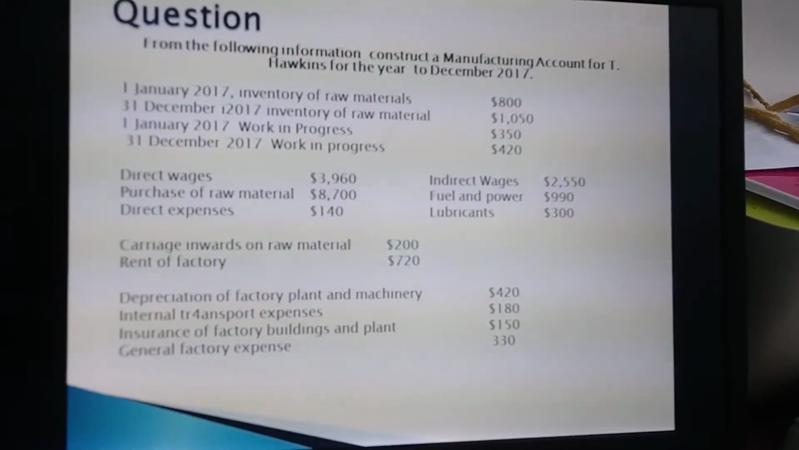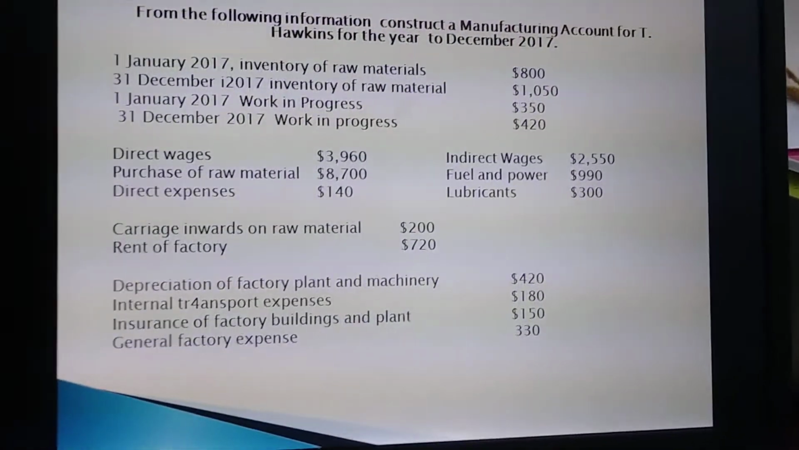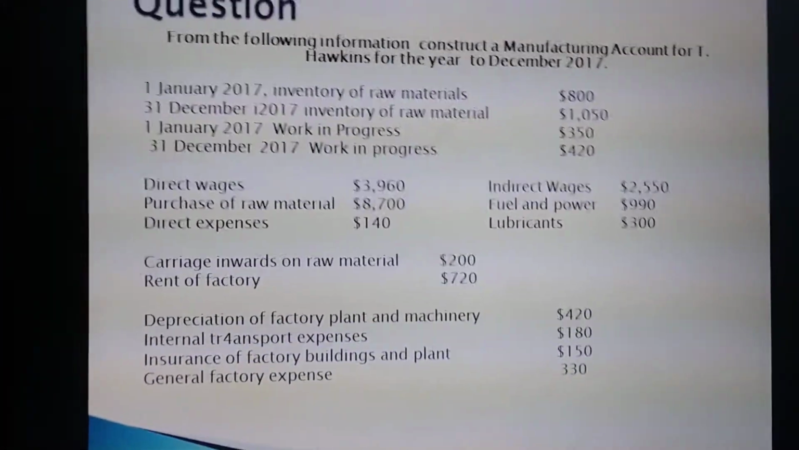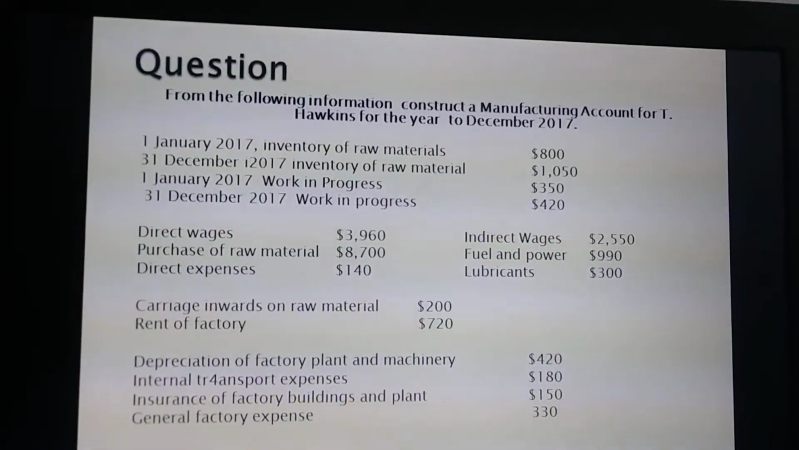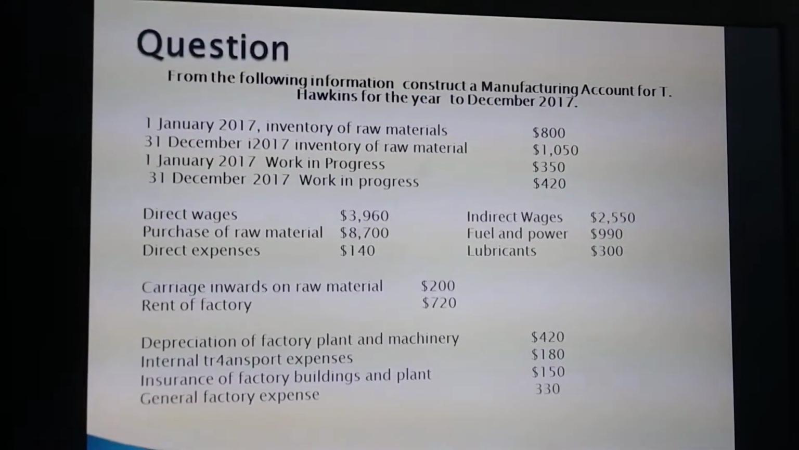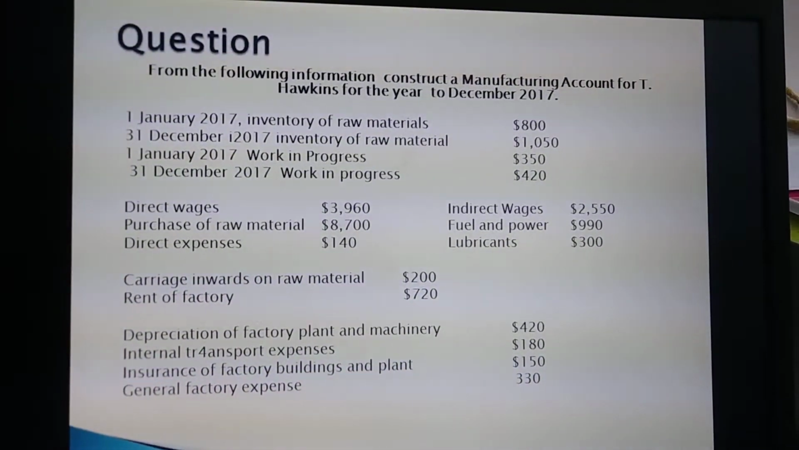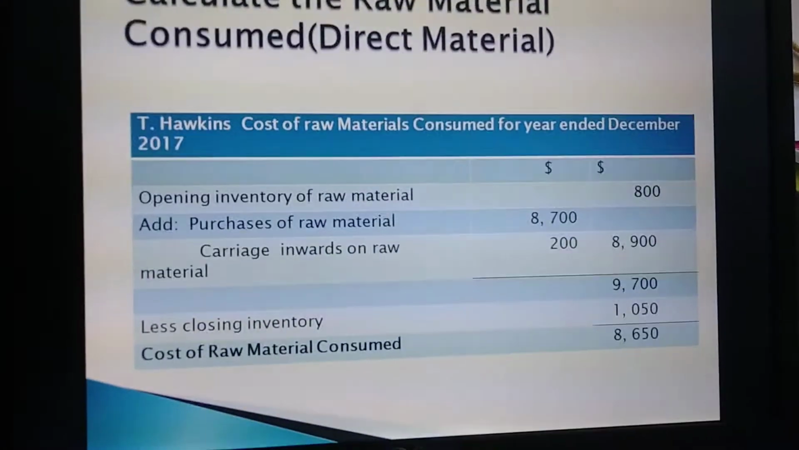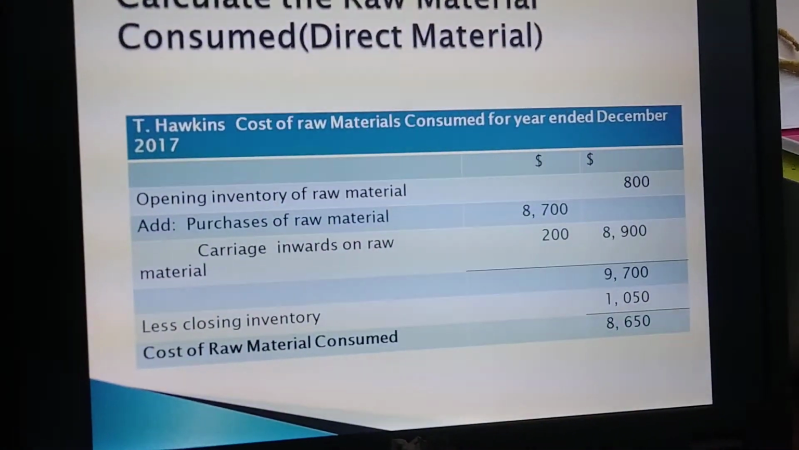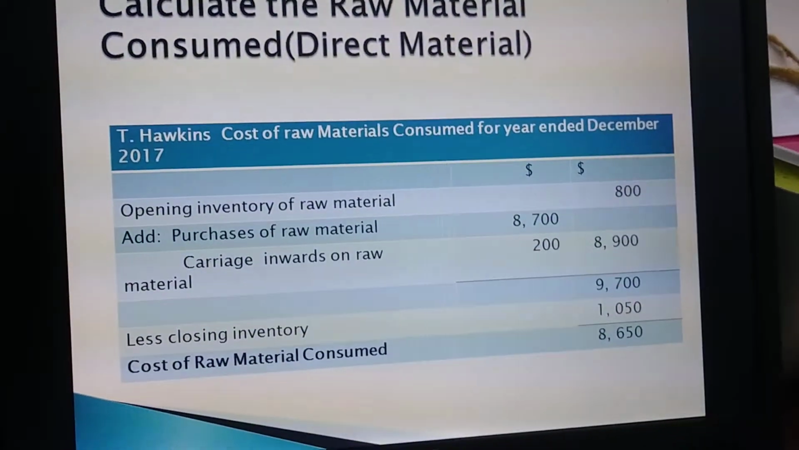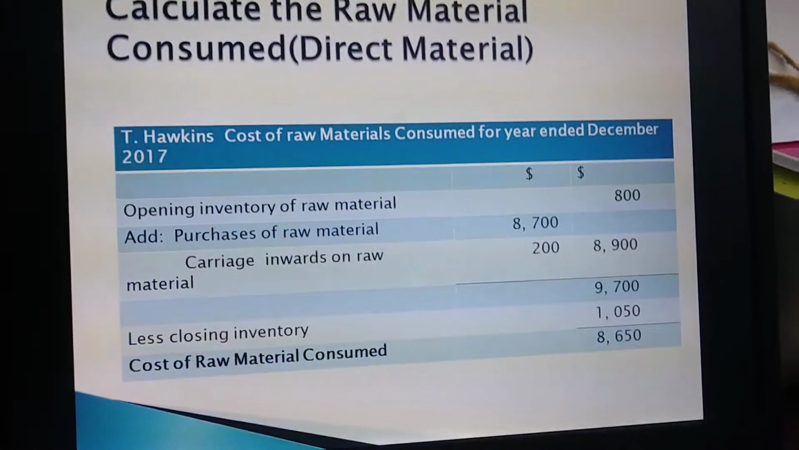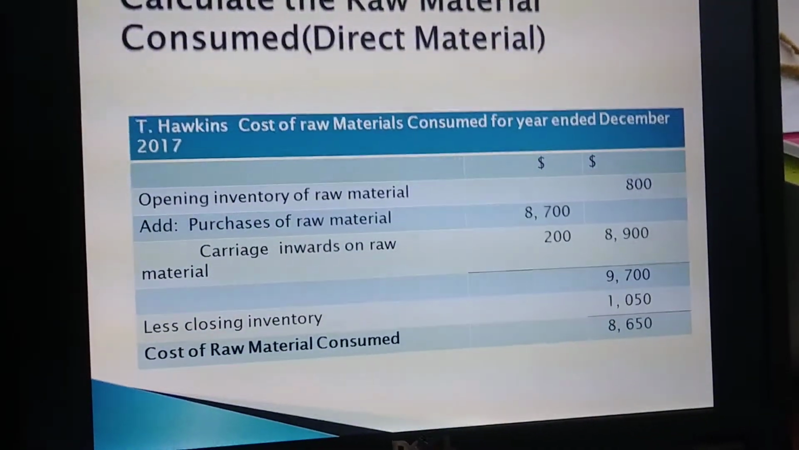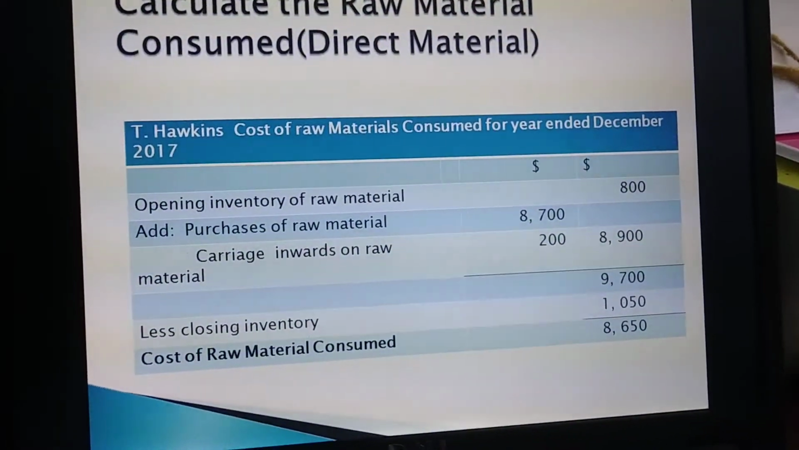Now, we're going to use this question, students, in order to calculate the different types of costs that we have been looking at so far. So, let's look at this question. We have inventory at the beginning and the end, and we have work in progress at the beginning and the end, right? And we have the different types of costs that we need to use. So the first thing we're going to be calculating is the direct material. This is also known as the cost of raw material consumed. So we are going to use opening inventory of raw material, which is given in the question. To that, we are going to add the purchases and the carriage.